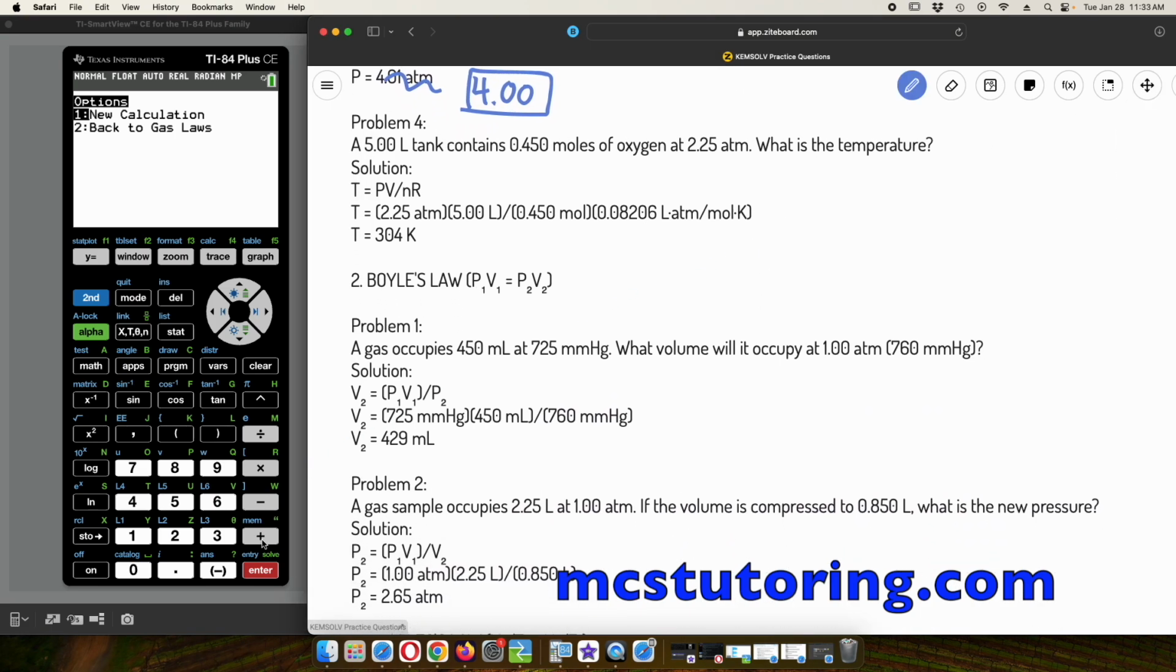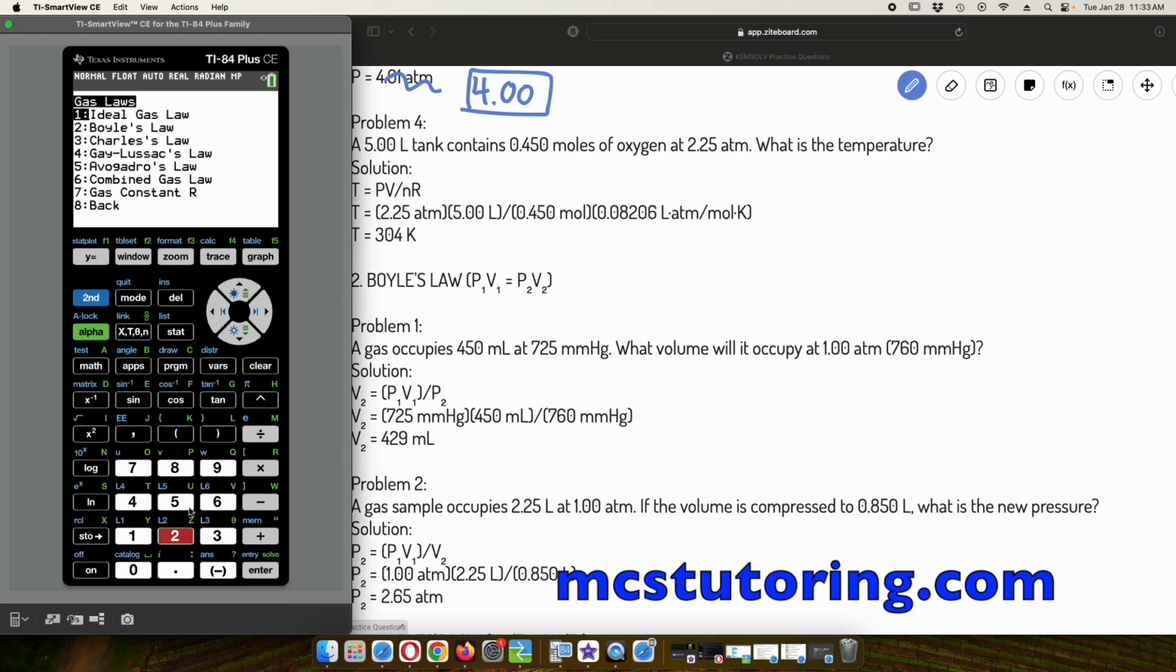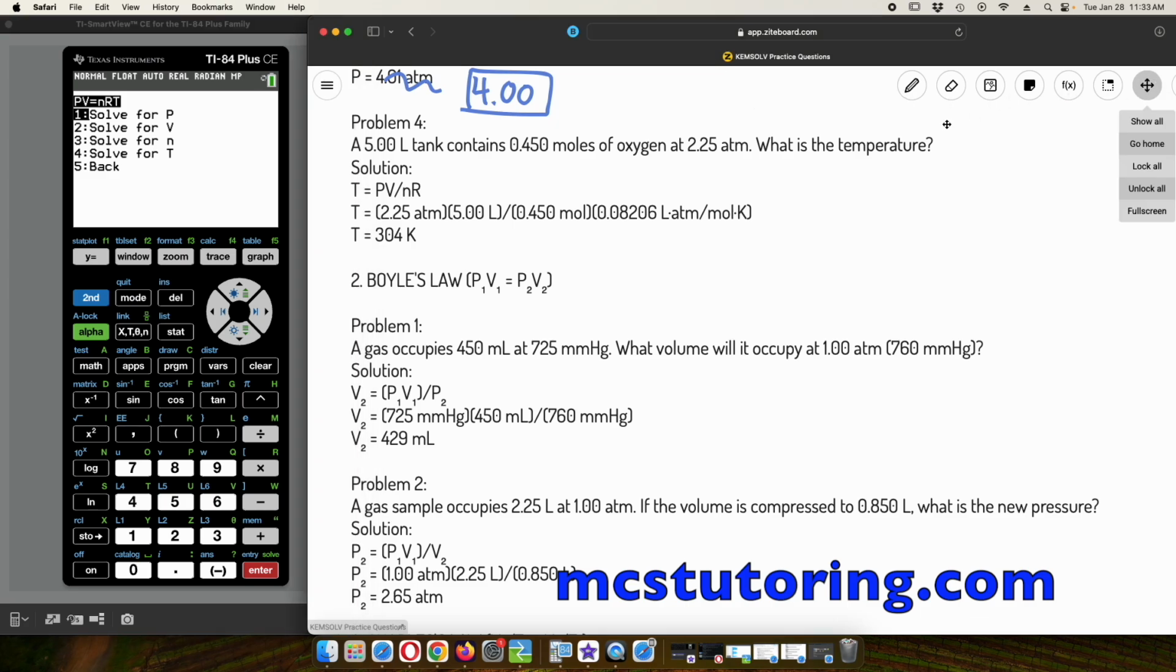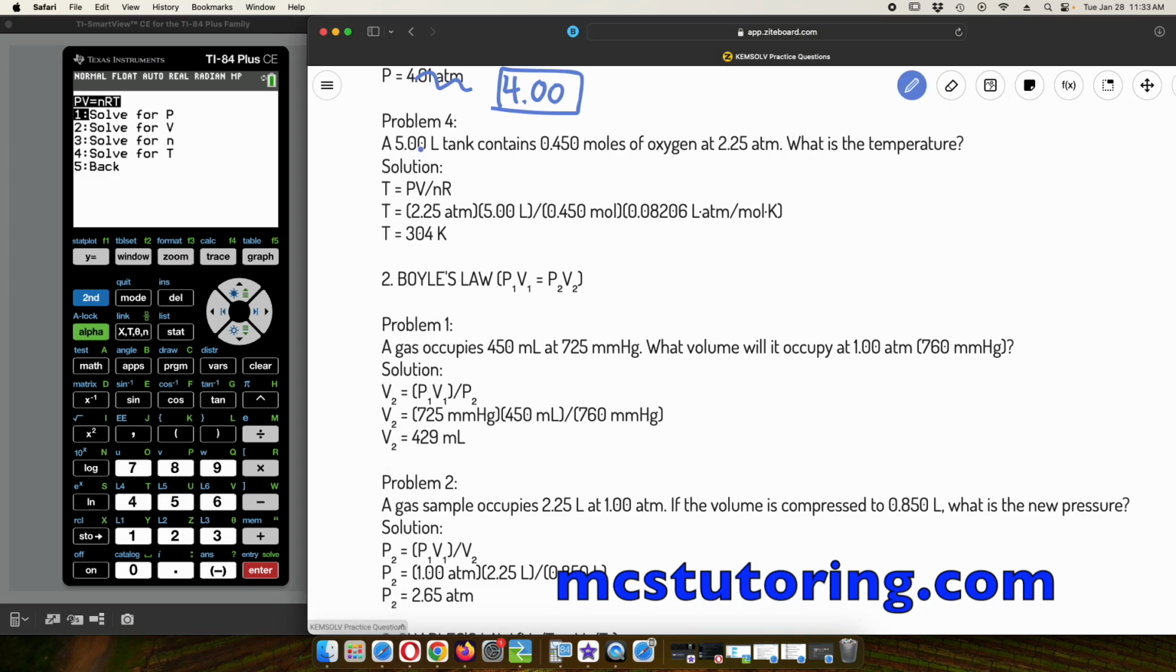Here we go, back to gas laws. So again, the ideal gas law, number one. And then let's see, 5-liter tank, again, that's going to be a volume. And this is an N for number of moles, the 0.450 moles. And then 2.25 ATM, that's a pressure.